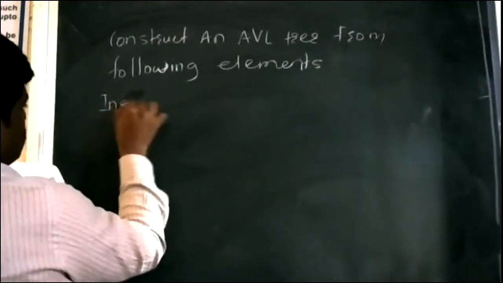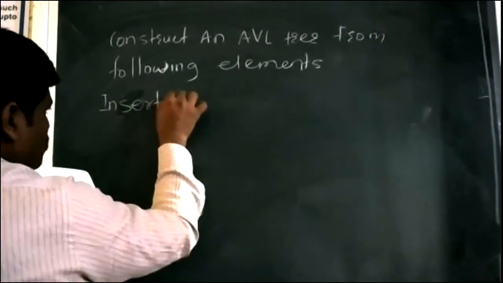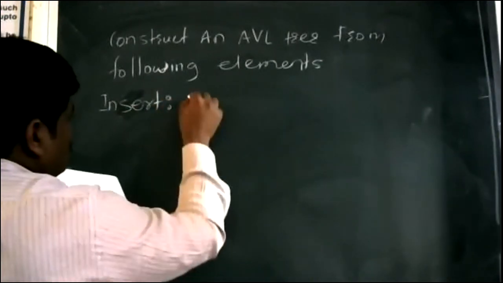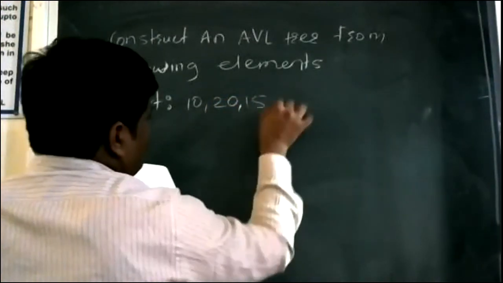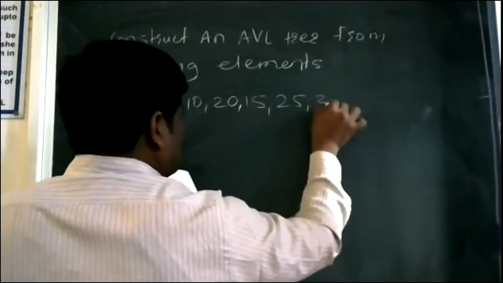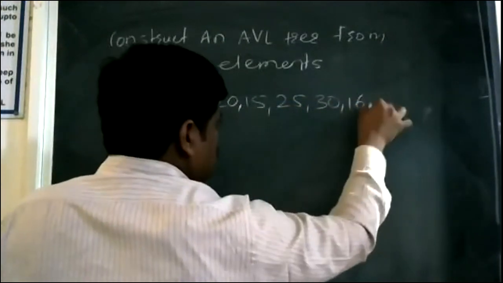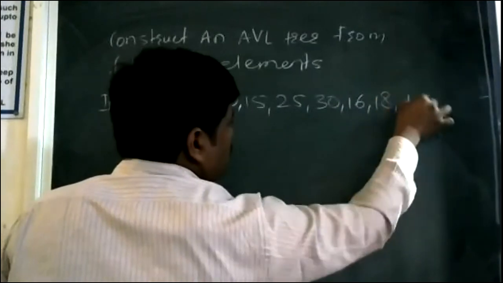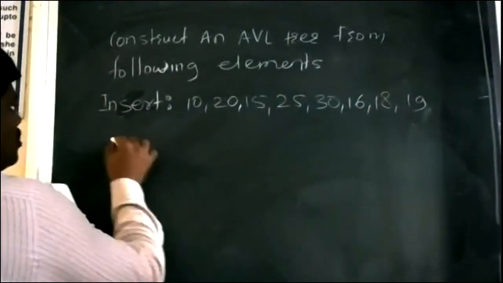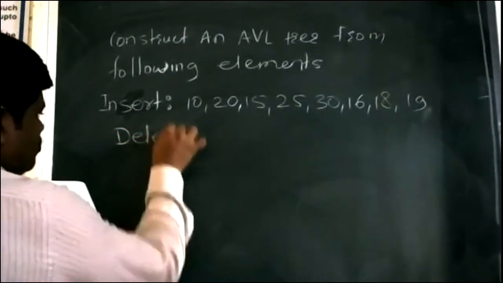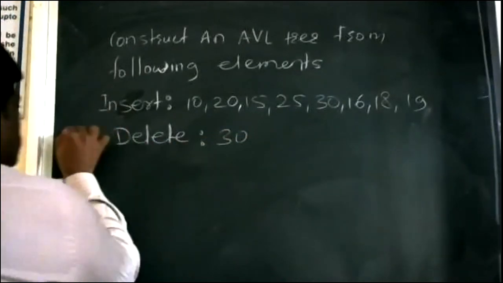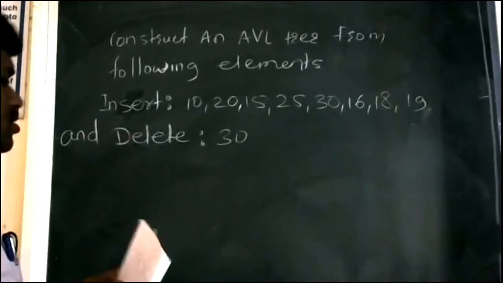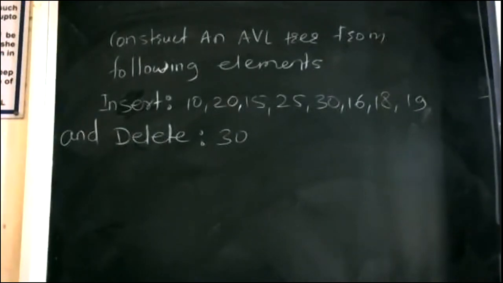First you perform the insertion operation. Insert 10, 20, 50, 25, 30, 16, 18, 19. And after construction of the AVL tree, delete 30. Now this is an assignment for you all.